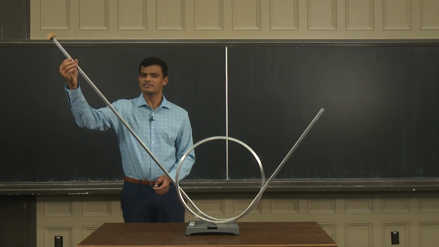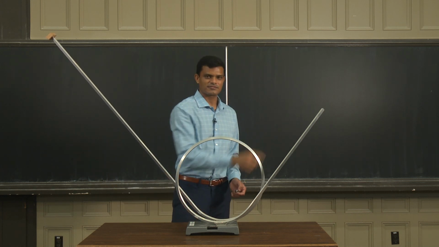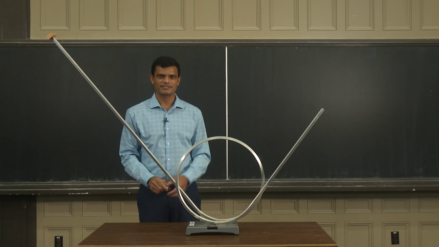So it started with some potential energy, and it had enough energy to go all the way through the loop. So that's the loop.